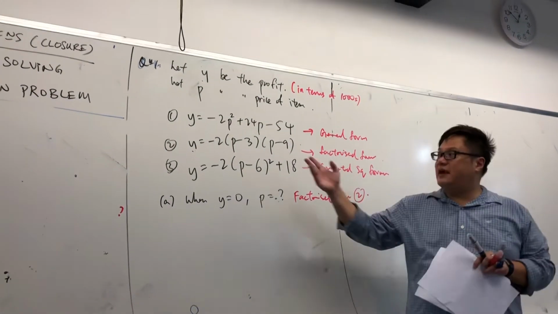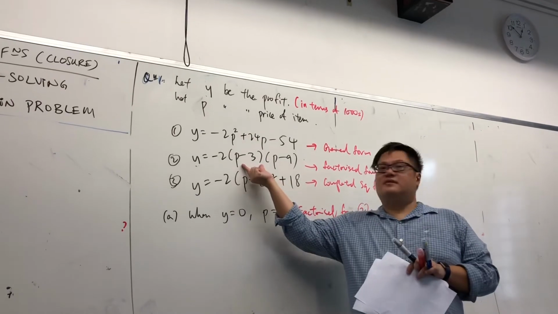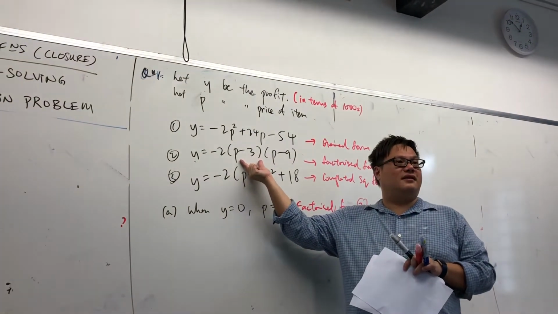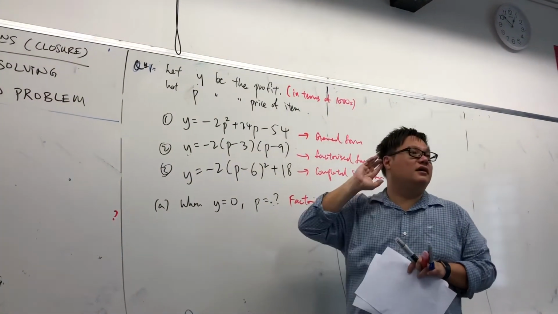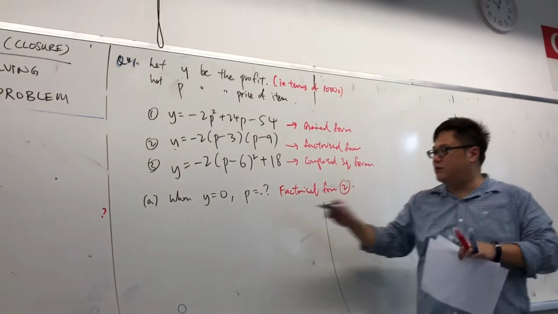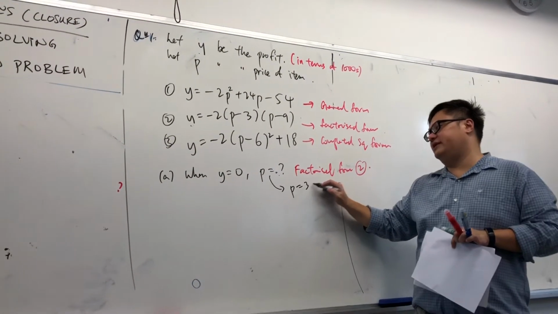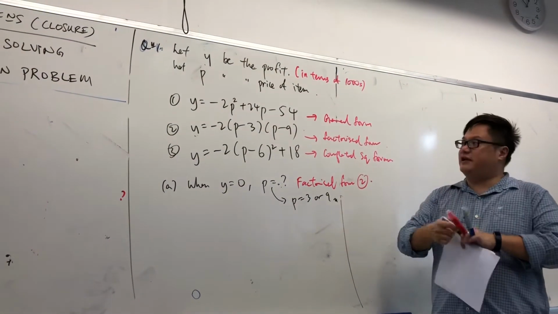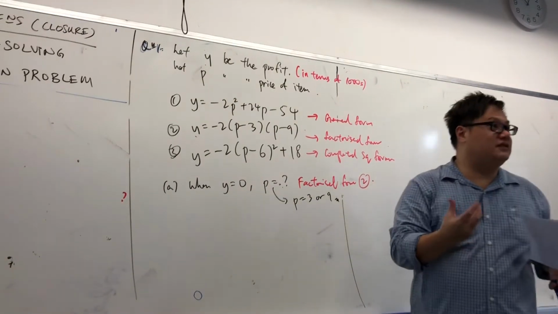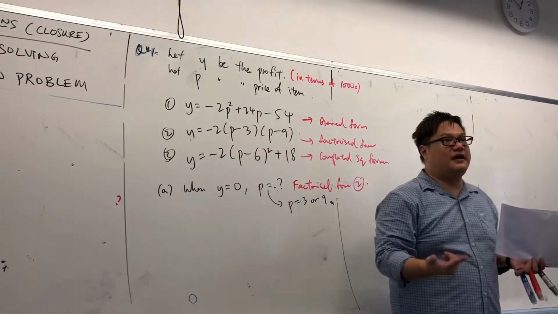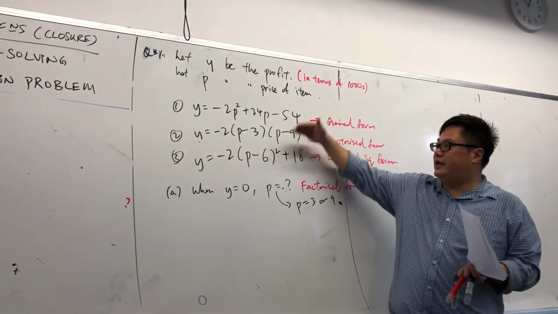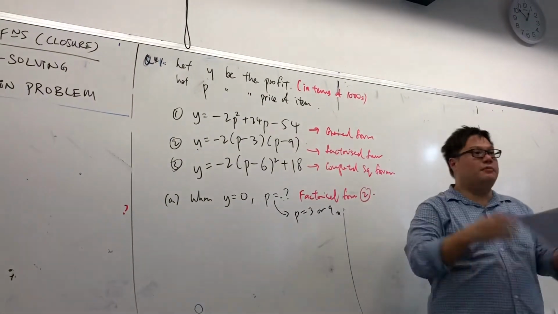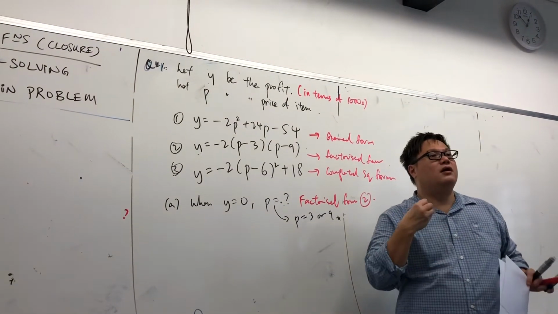You can instantly find p, right, by doing what? p equals 3 or p equals 9. Straight away, just by looking at this, p is equal to 3 or 9, just because it is in the factorized form. Can you see the affordance of the factorized form? So easy, you can find the value. I'm not saying the general form and the completed square form cannot do that, but it's slightly more tedious.